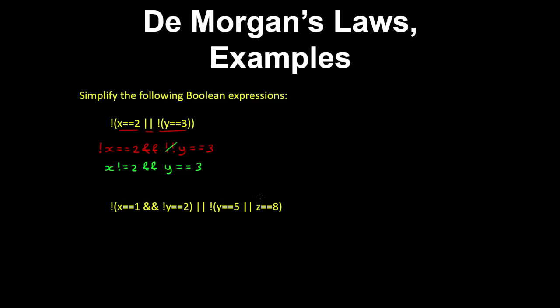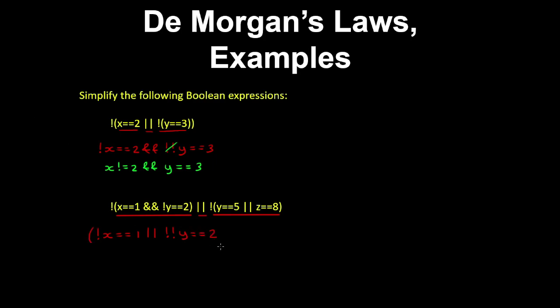Now for this second Boolean expression, we can simplify the individual expressions to the left and right individually. So for the first expression, we replace the and with or, and we put a not behind each individual Boolean expression. So we have not x is equal to 1 and not y is equal to 2.